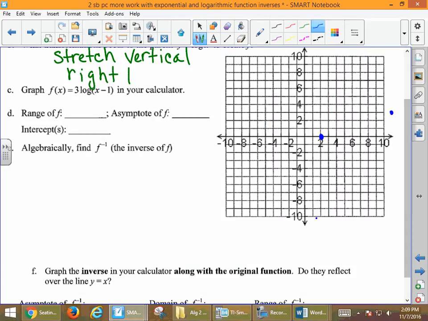So our function looks something like that. And if you think back to the key points that we learned on our parent functions, it makes sense because one of our points on the logarithmic function was 10, 1. We moved it to the right 1, and then we stretched that vertical distance of 1 up to 3. There's our function. But the question is, what's the range of this function?